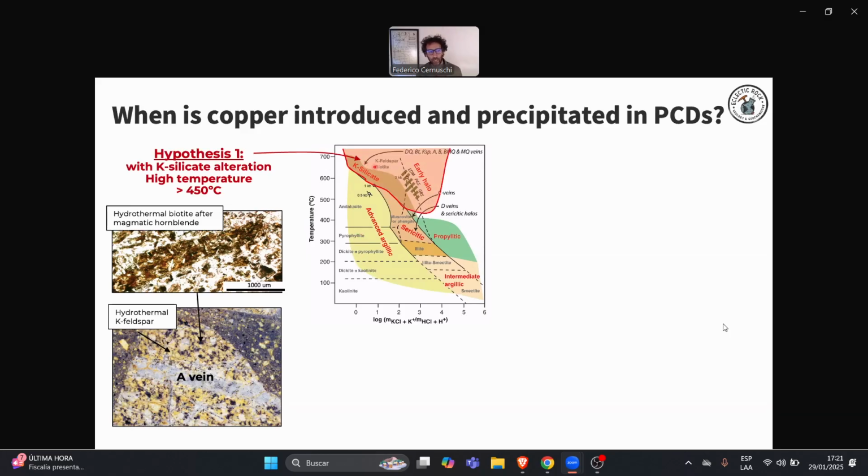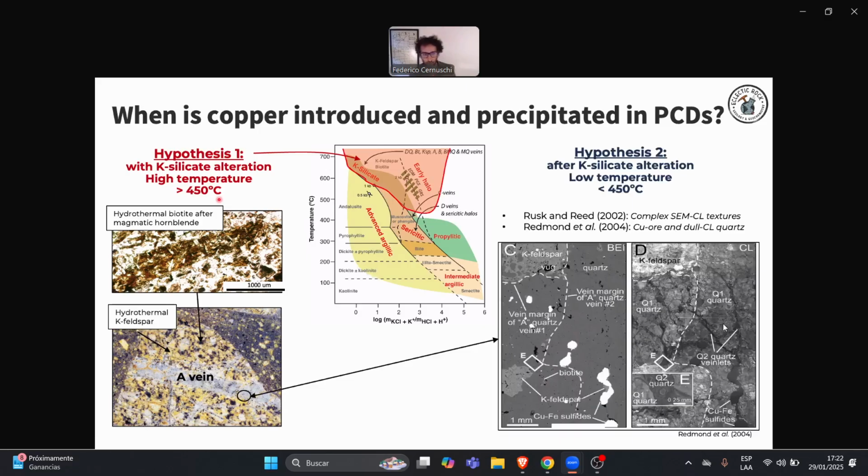So this kind of observation led to the idea that copper is introduced with these veins at high temperature, in stability with K-silicate alteration. And if you need to put a round number to that, it has to happen at about 450 degrees Celsius. And this comes to what Bertrand was discussing on how you can measure this temperature accurately. It's not really important whether it's 450 or 470. It's just a round number to think about the problem.